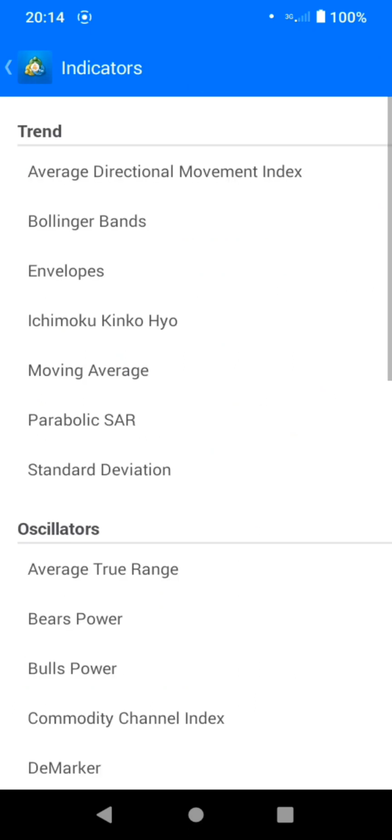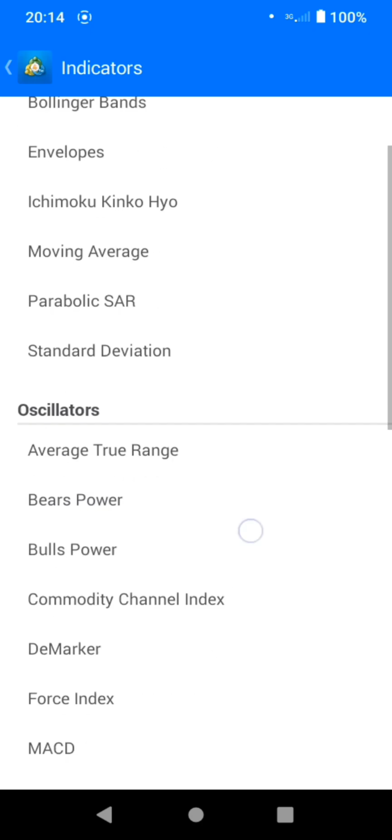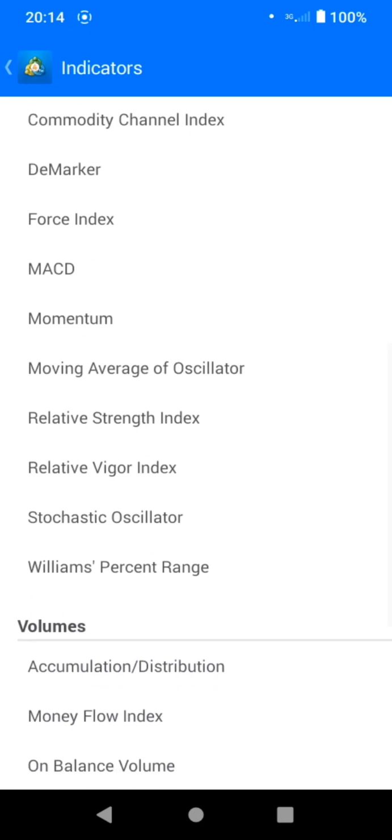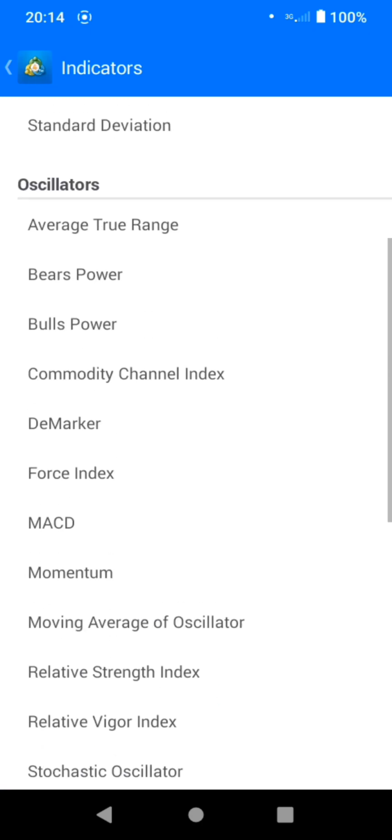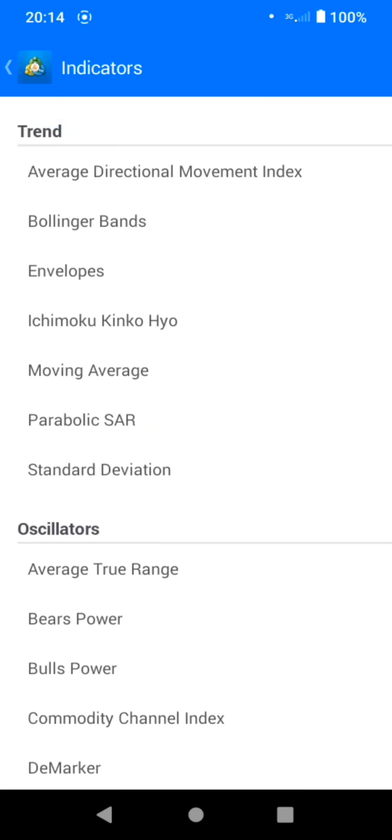You basically come here, we have these trend indicators. These are the ones that show you the current trend of the market. These are oscillators, so you have the MACD. All right, these are volume indicators, and you can select whatever indicator you want. Okay, you can select and set up. This is the Bollinger Band.